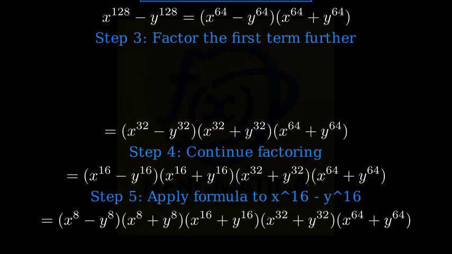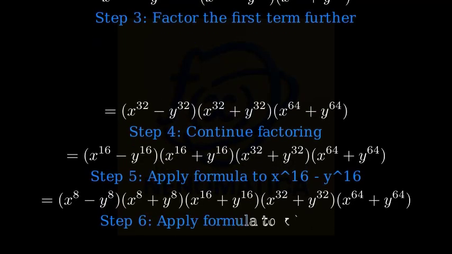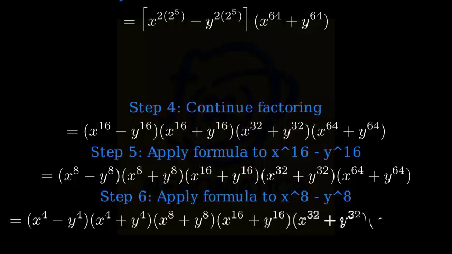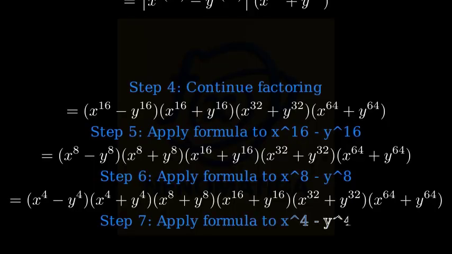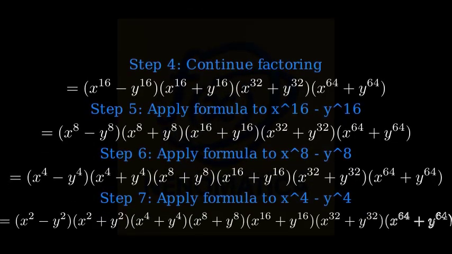We continue applying the formula to the term x to the power of 16 minus y to the power of 16, which gives us x to the power of 8 minus y to the power of 8 times x to the power of 8 plus y to the power of 8. Next, we apply the formula to x to the power of 8 minus y to the power of 8, getting x to the power of 4 minus y to the power of 4 times x to the power of 4 plus y to the power of 4.